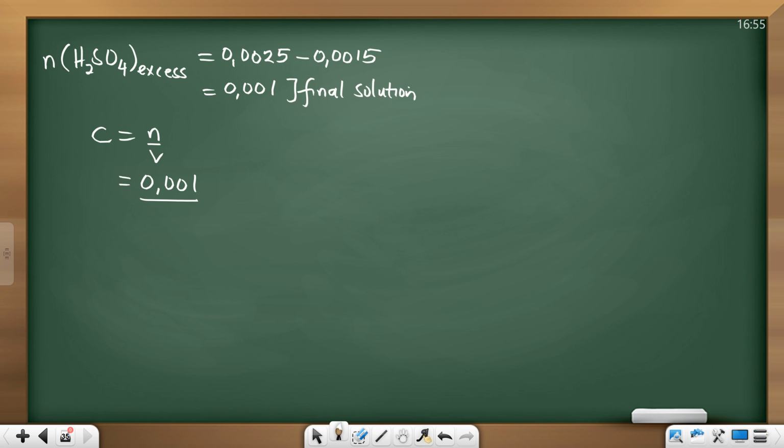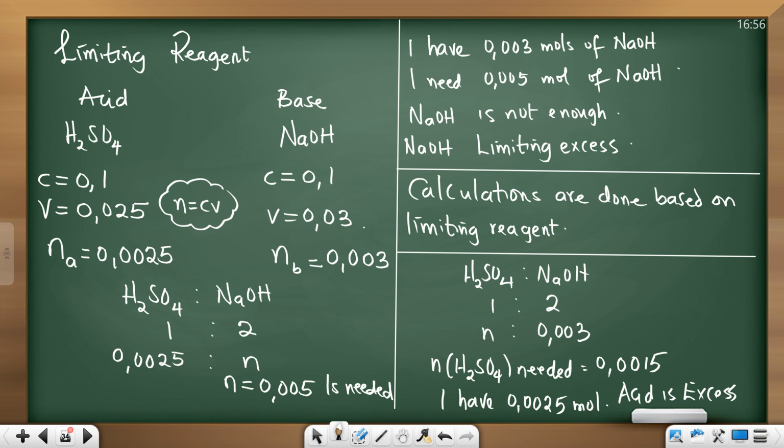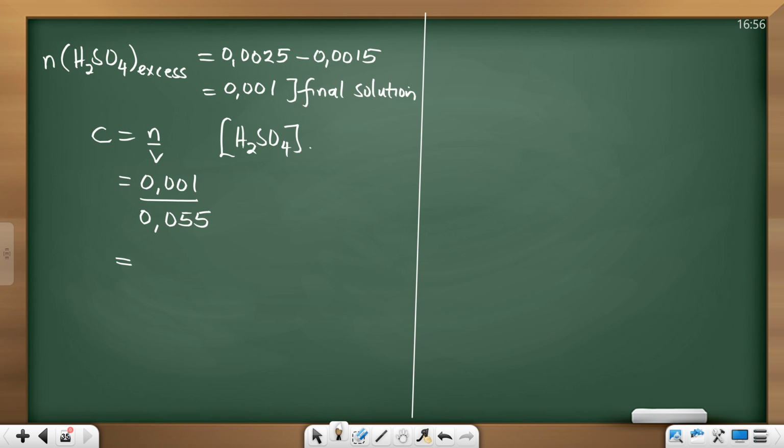0.001 over, what is the volume? 0.055. Do you remember it is 55, right? Divided by 1,000. Please, can you give me an answer? Quickly, give me an answer. Then we try to see if we understood what I just did. Give me an answer. 15. All right? Okay, no, don't worry, I'll go back. Let's understand that. You take a picture. What's the answer?